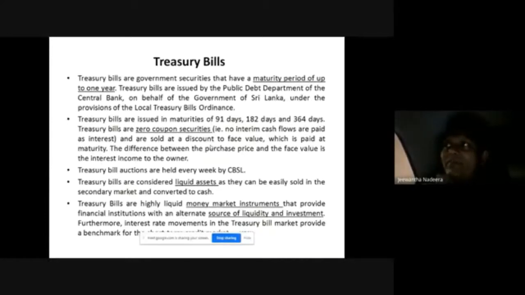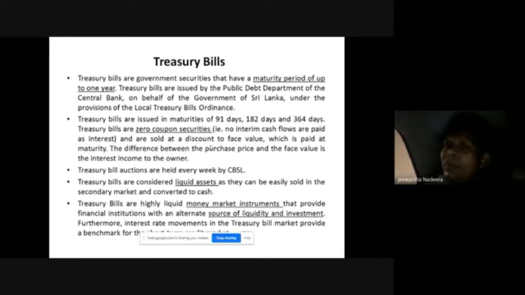3, 6, 12 month short term instrument. Everything is over within a year. It is auction based. There is an auction. I'll show it to you. We discussed it last week, and this is auction based. Every Monday the government or the central bank publishes an advertisement: how much do I need for 3 months, how much for 6 months, how much for 1 year. I'll show you the latest advertisement next week.